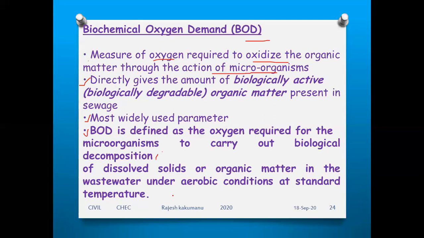Understood? So biologically, microorganisms need oxygen, right? For microorganisms we require oxygen. In order to go for biological decomposition of dissolved solids in the wastewater under aerobic conditions at standard temperature, microorganisms require oxygen. The oxygen needed to carry out the biological decomposition of dissolved solids under aerobic conditions is nothing but the biochemical oxygen demand, BOD.